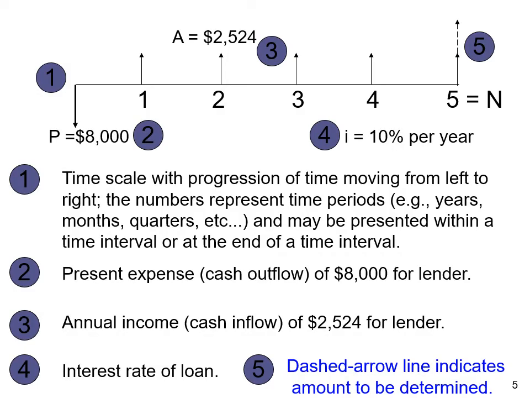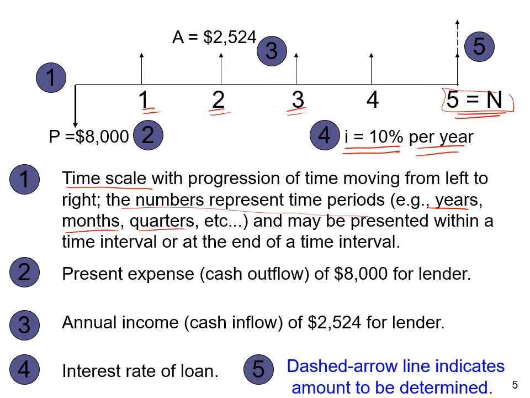Okay, so this is just another example. It shows that I is at 10% per year, and now as you can see, these cash flows are represented in terms of years. So we have year 1, year 2, year 3, 4, and 5. In total, we have 5 cash flows. Okay, so this line here is the time scale that shows the time. From left to right, these numbers represent the time periods, and it can be years, months, quarters, and etc.